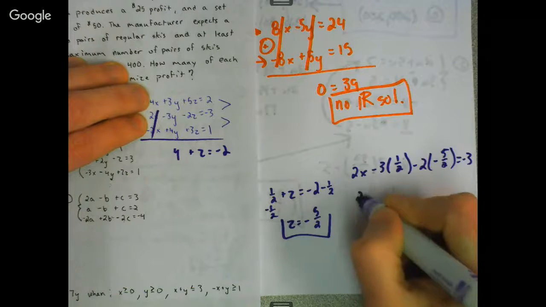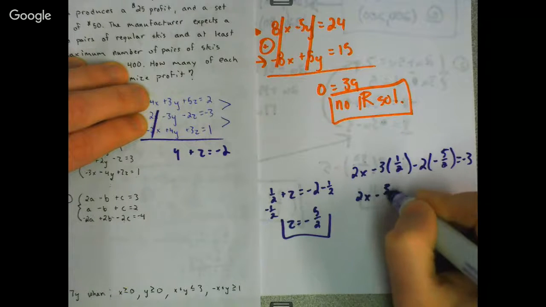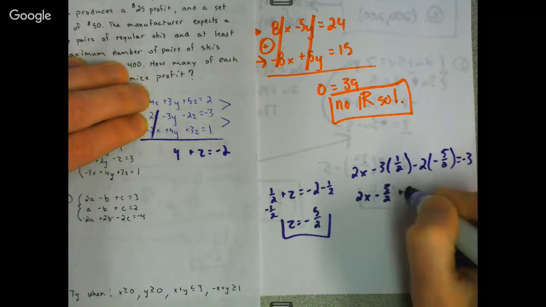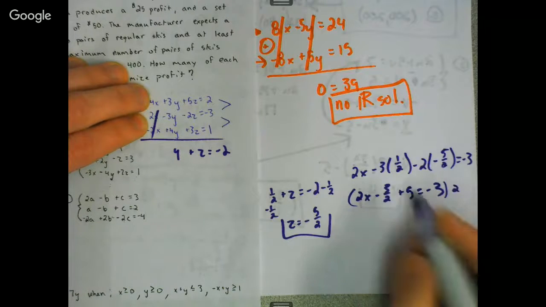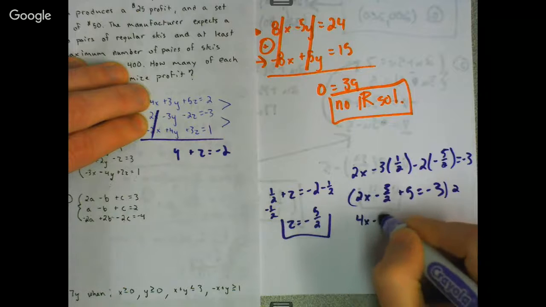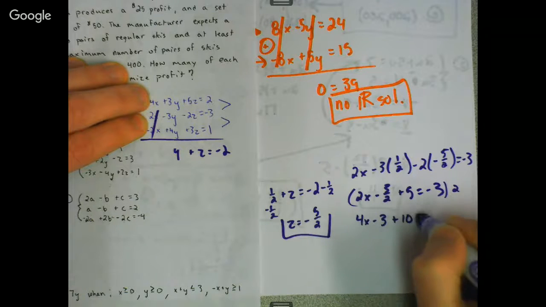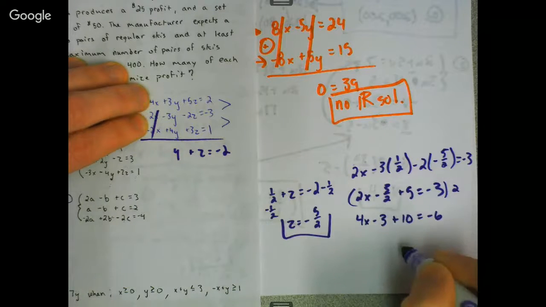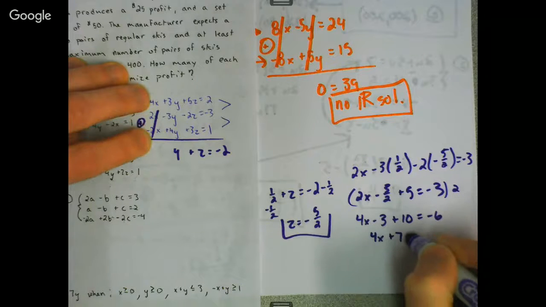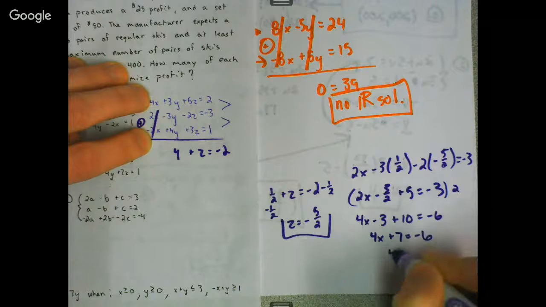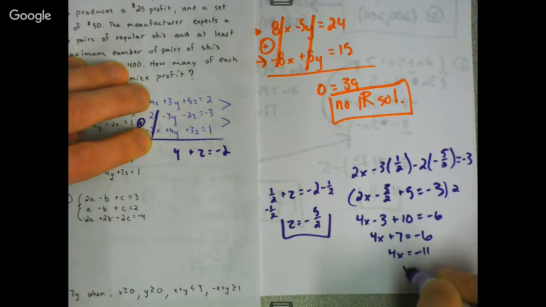So 2x minus 3 over 2 plus 5 equals minus 3. I like to multiply and get rid of my fraction. So 4x minus 3 plus 10 equals negative 6. 4x plus 7 equals minus 6. 4x equals minus 11. X equals negative 11 over 4.